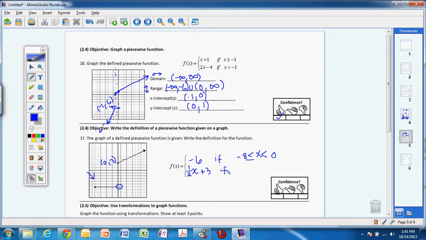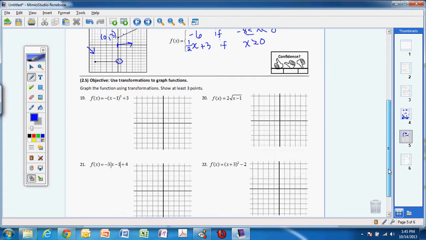And again, I'm going to use this. Notice if I look at this line, it doesn't stop anywhere. So I'm actually going to use this for all x values that are greater than or equal to 0, because this is when x is 0, and I'm using it for all x values that way. So that is the definition for this function. So moving on. That's number 17.